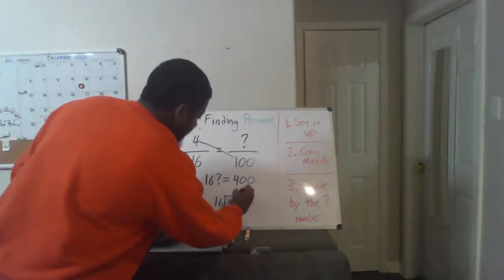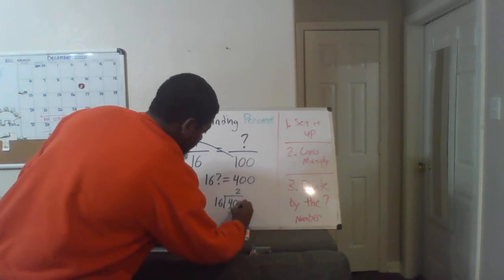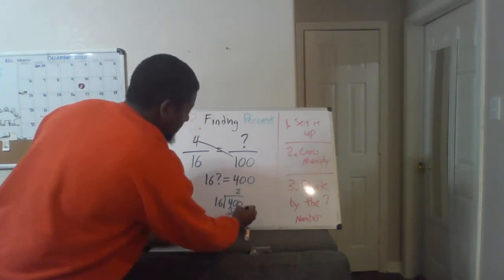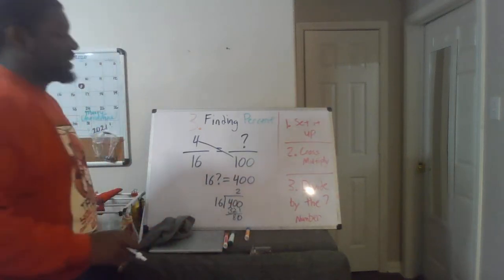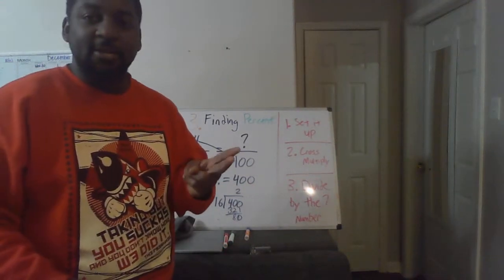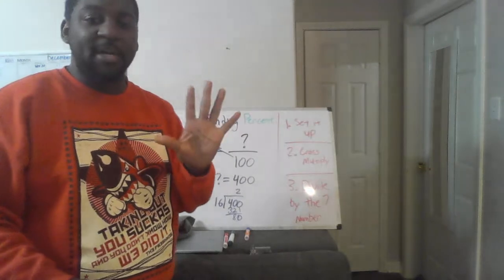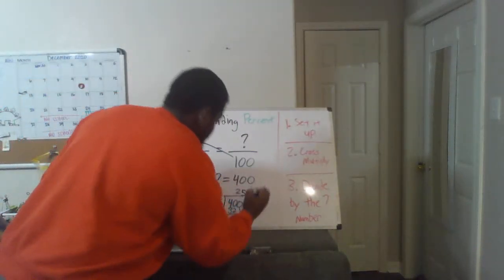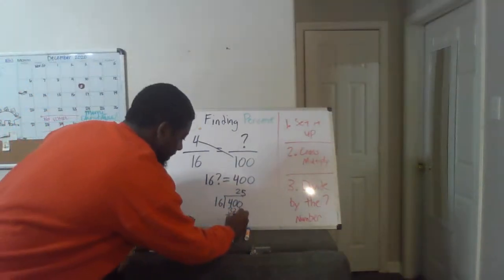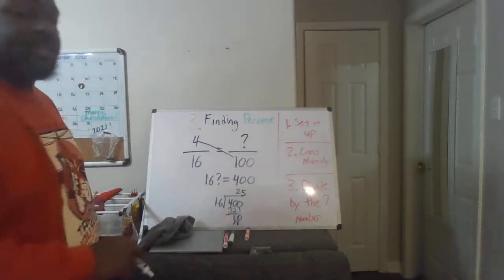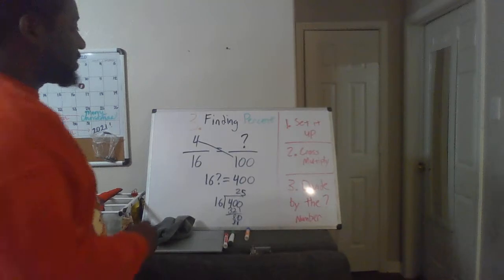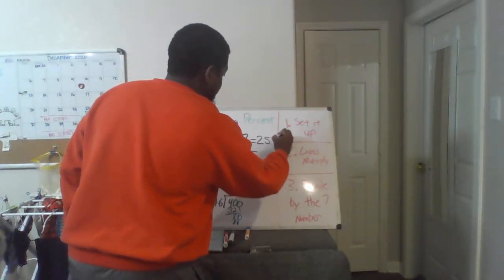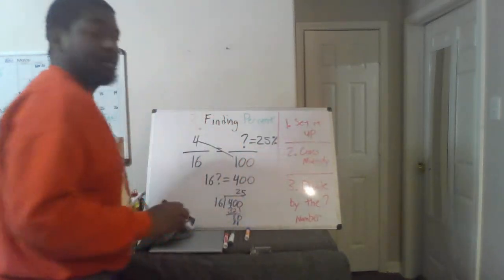16 goes into 40 2 times. That's 32. I get 8. There should be a 0 that I bring down. 16 goes into 80. 16, 32, 48, 64, 80. 5 times. That's 25. I get 80 at the bottom, which gives me 0, so I am done. Which means my answer here, since this is 25, it's in the percent spot, so that's 25%.